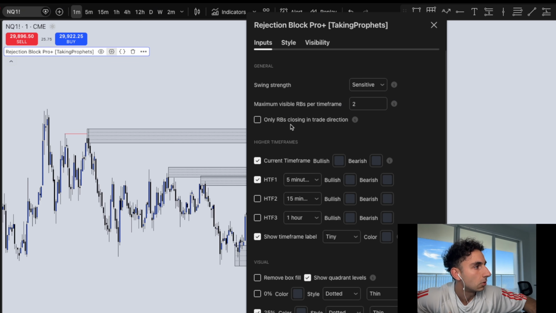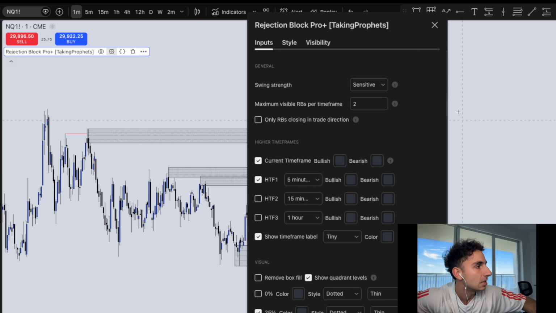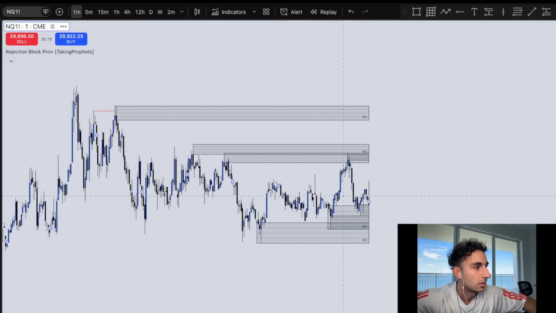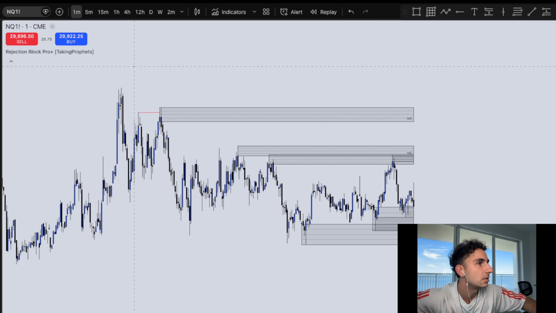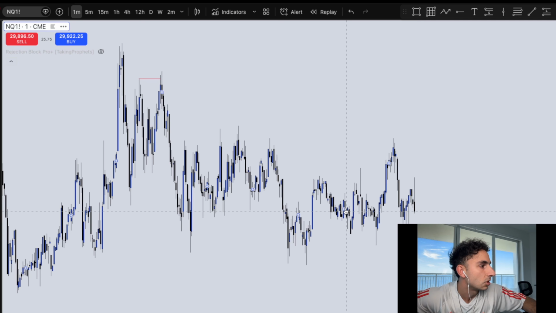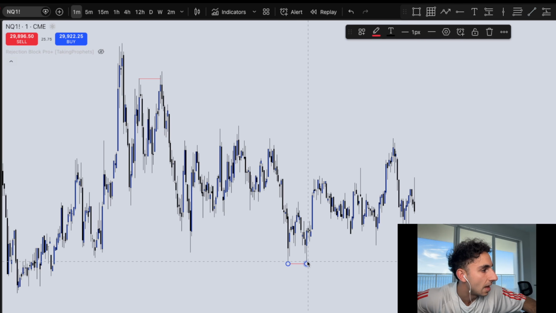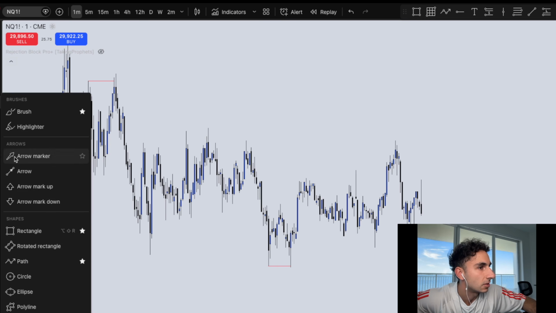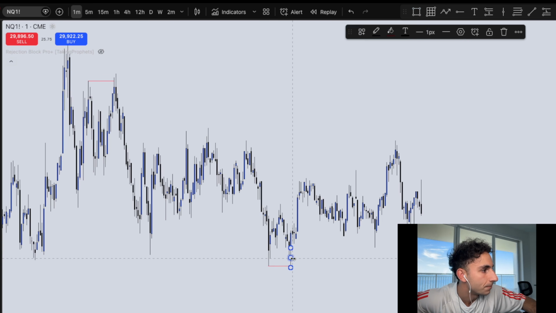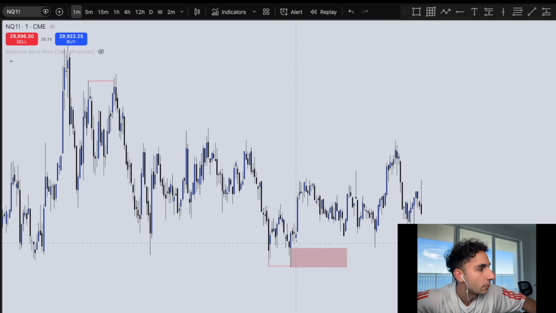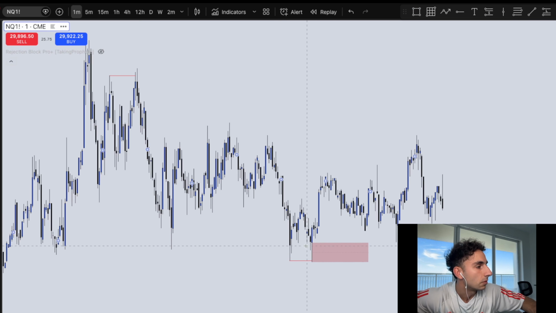Only RBs closing in the trade direction. So what this means is, this is pretty interesting, I didn't go over this. This is an example right here. Some people teach rejection blocks that the candle that does the damage. So essentially we have this rejection block right here, right? You see how we swept out this low to the left and then we pushed up higher. So some people teach that rejection blocks need to be essentially the same direction as the confluence.